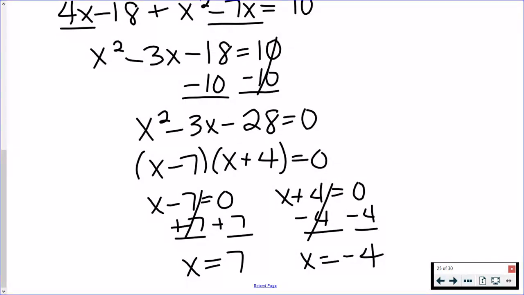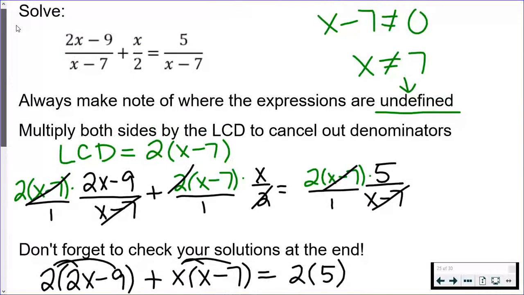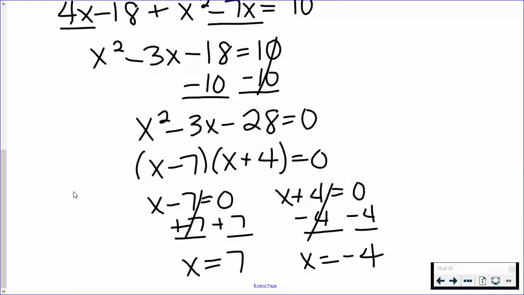Now, I know it's been a while since the beginning of this problem, but I told you guys to make either a mental note or a physical note of where these expressions would be undefined. And if you recall, we said that x is not allowed to be 7. So we cannot include x equals 7 in our answer.